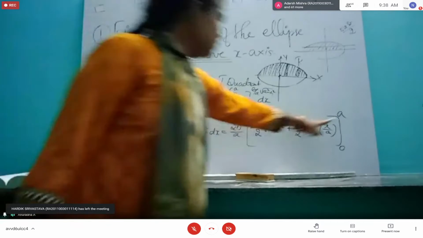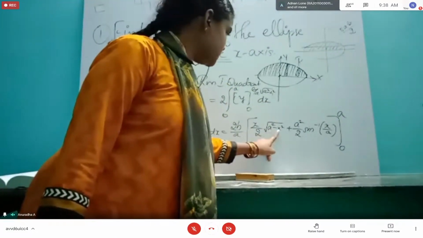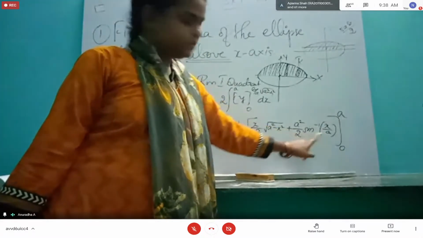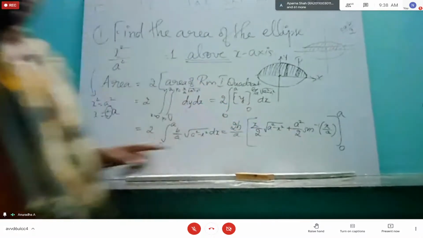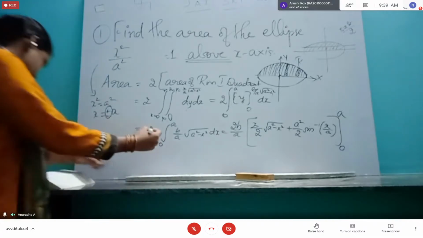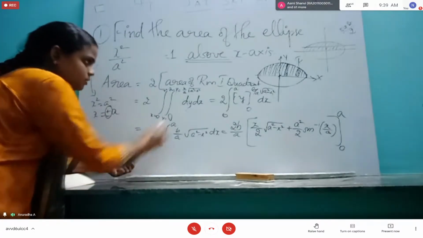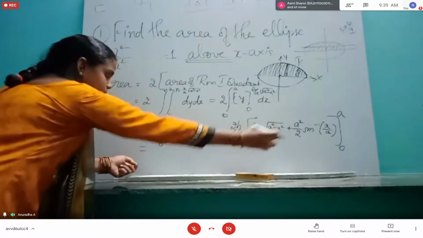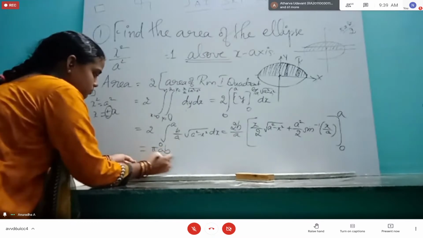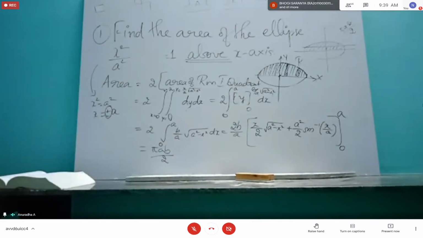Simplified. When we write the upper limit, a square minus a square is 0, so this term will vanish. Sine inverse of a by a, so sine inverse of 1, which is pi by 2. Upper limit minus lower limit, you are going to do. What is your answer? I told you already, it must come as pi by 2 ab, or pi ab by 2. So you have to get that answer.